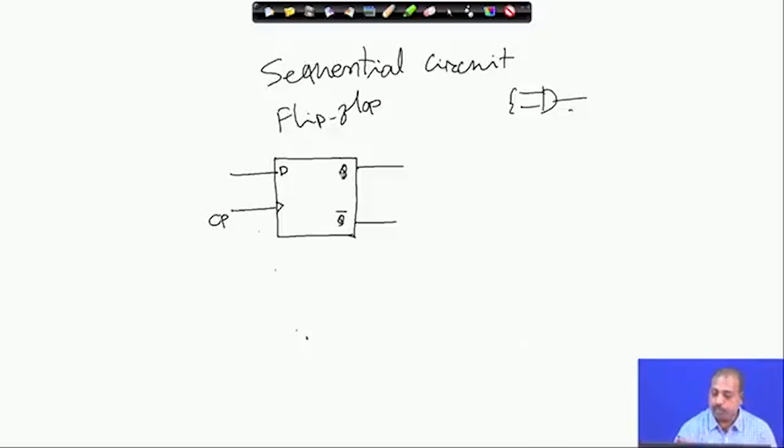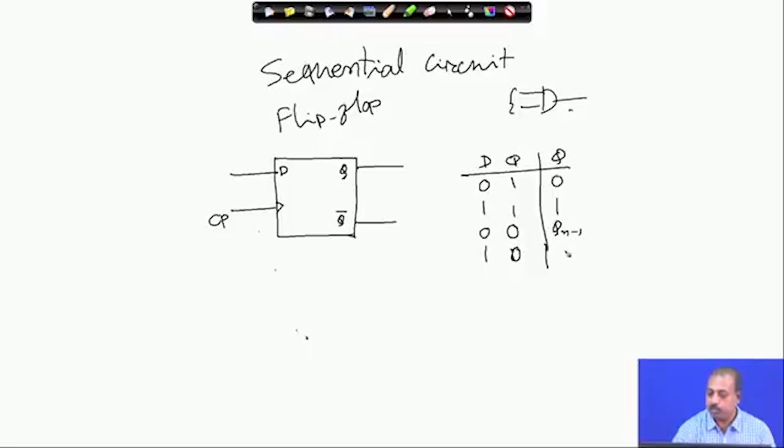In terms of a truth table, if it is D and Q, if the D bit is 0, then Q will also be 0. If D is 1, Q will be 1, but all of these are true provided the clock pulse value is equal to 1. On the other hand, if the clock pulse value is 0, whether D is 0 or 1 does not matter, so it will continue to have the previous value.